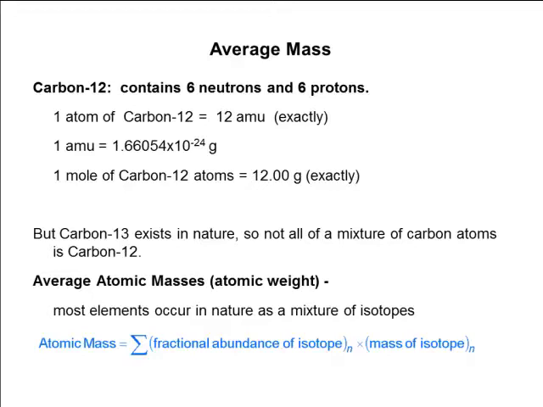So if you look at the molar mass of carbon on a periodic table, it's not exactly 12.00 grams per mole. It's 12.01. Why is it 12.01? Because some of the carbon in nature exists as carbon-13. So we have to use that average atomic mass.